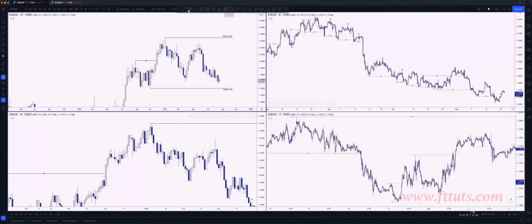How far can we expect that weekly to potentially pull back? Well, we can draw on the premium and discount of the weekly range, right? And then we can expect price to potentially pull down into discount prices.